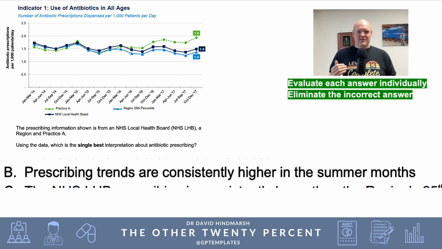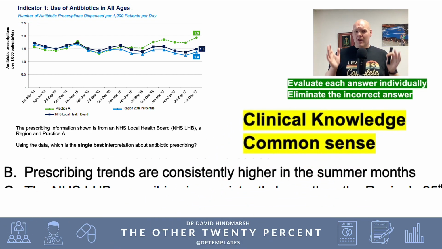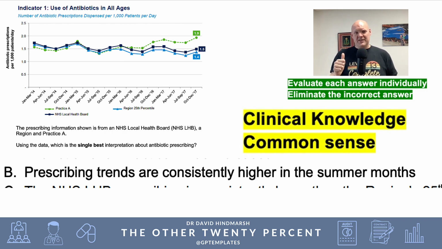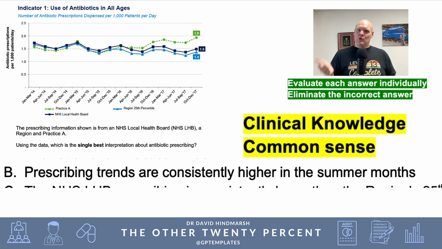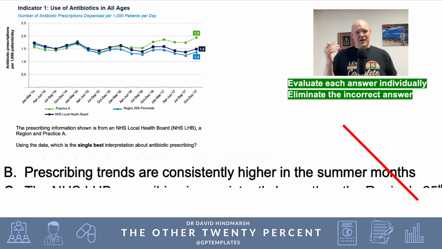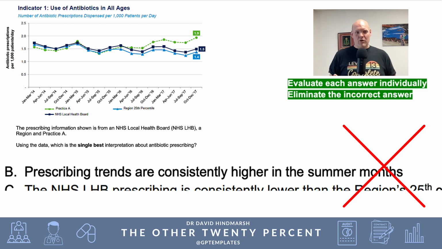Next, prescribing trends are consistently higher in summer months. Okay, so 2 elements of this. 1, common sense: do we normally prescribe more antibiotics in the summer? No. And also looking at the graph, there aren't the spikes around the June, July, August times. Absolutely not. So we know that's wrong.